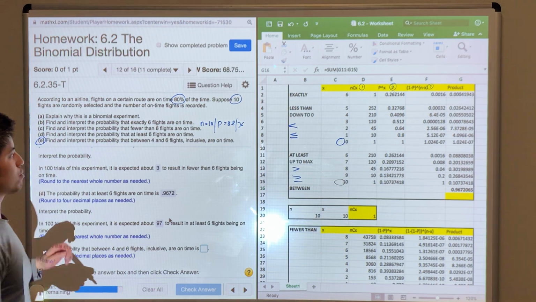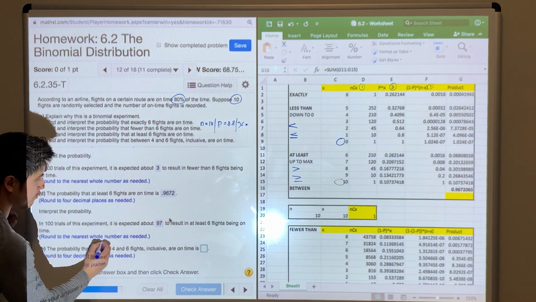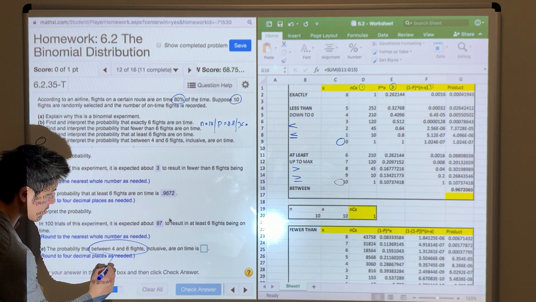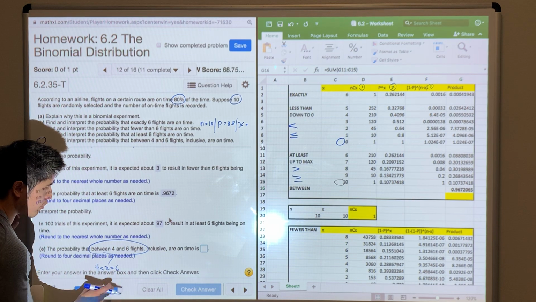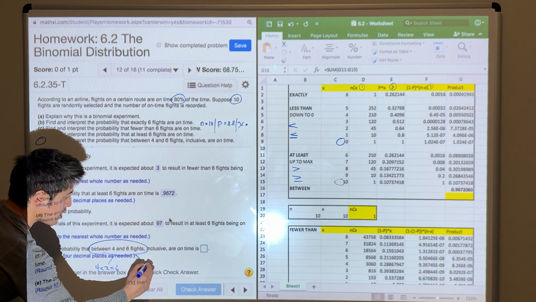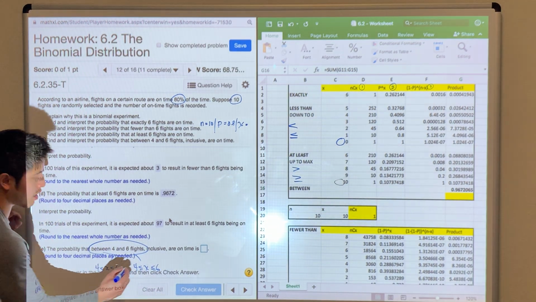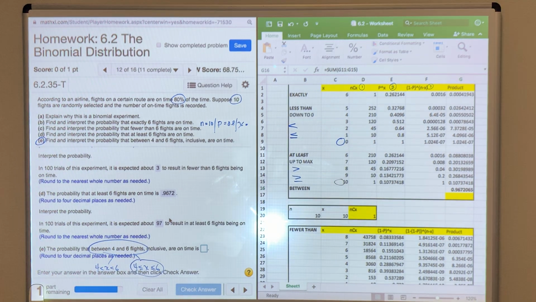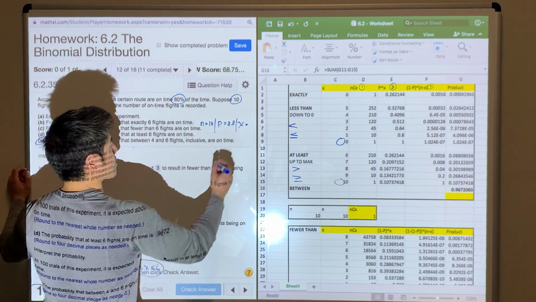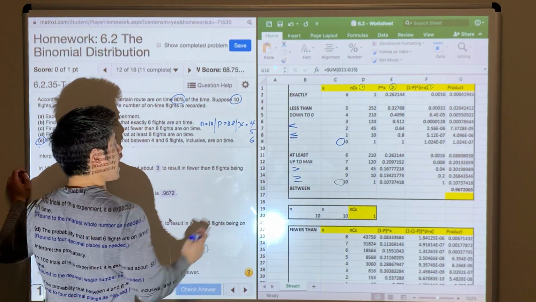Between 4 and 6 means, is it 4 less than x less than 6, where we don't include the 4 and 6? Or is it 4 less than or equal to x less than or equal to 6, where we do get to include the 4 and the 6? I already kind of alluded to it a moment ago. Yes, it's that. So I need to calculate the probability for 4, 5, and 6.